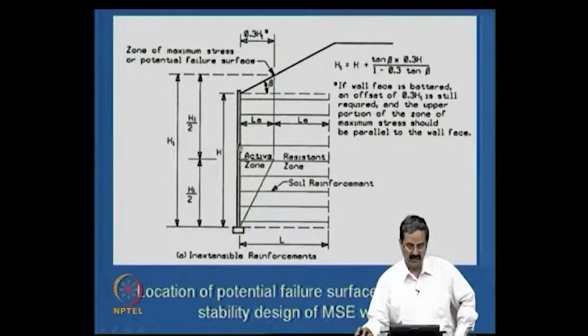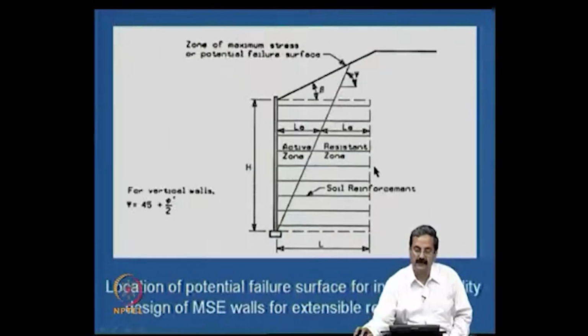these zones would be done. This particular thing, where this is to be divided, it's H1 by 2 and H1 by 2, and this is how it is done. And this is in the case of steel reinforcement, please remember that. Then this is the active zone, this is the resisting zone, right. So, these are some guidelines on how to do that.